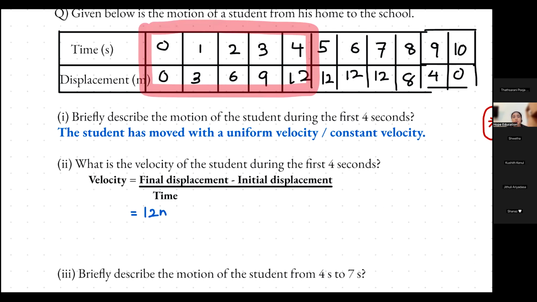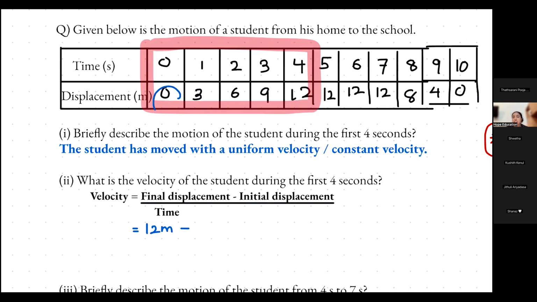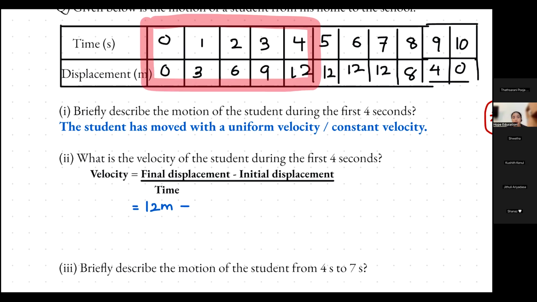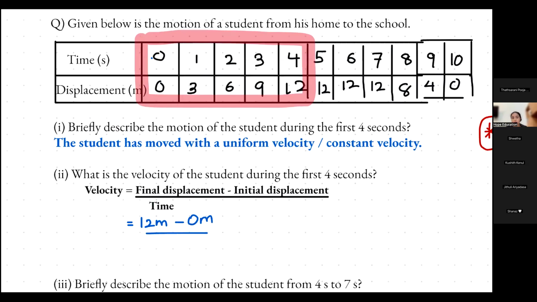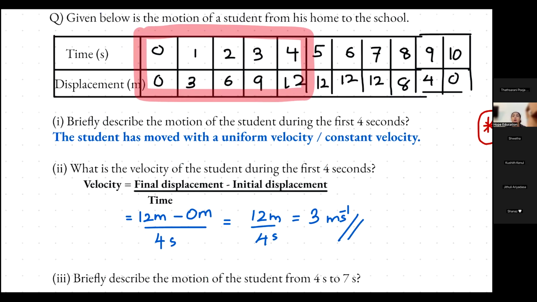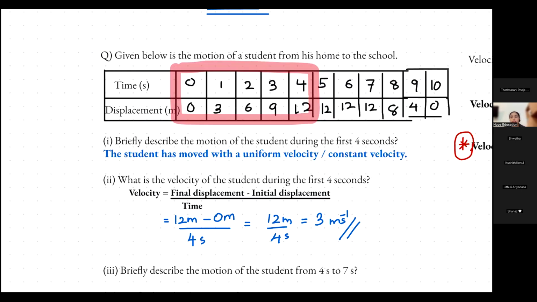Minus starting displacement, which is 0. Initial displacement is the starting displacement. Divided by time. It has taken 4 seconds for that. So 12 minus 0 is the same as 12 divided by 4 seconds. So 12 divided by 4, we get the answer as 3 ms minus 1. Is this clear to all of you? Is it clear to all of you?